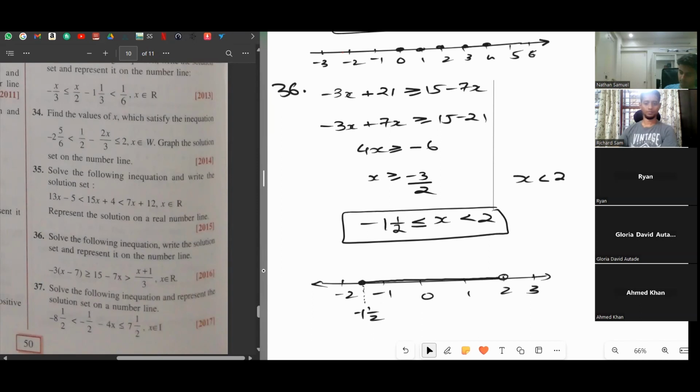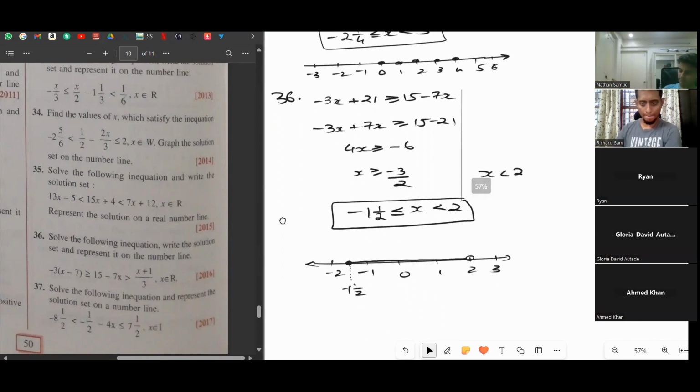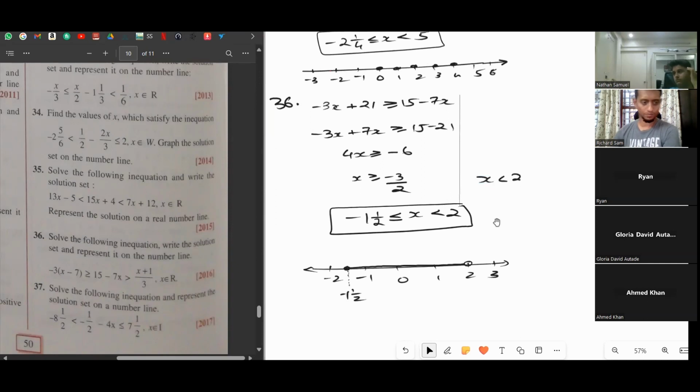Solve that second part, of that 20. x is less than 2. Yes, that one. 15 minus 7x greater than x. So 3 will get multiplied with the 15 minus 7x. So that will become 45 minus 21x greater than x plus 1. Yes, sir.